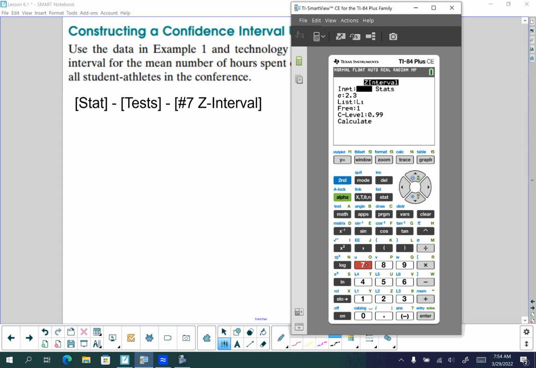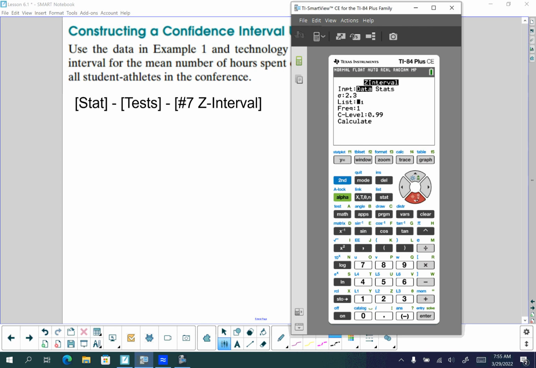Okay, input. So you have two ways that you can put this in. We put our data already in L1, so we're going to use that data. So we're going to use that selection. If you had statistics, like if you had X bar, if you had the variance, if you had some other things, you could do it with just that. You wouldn't need the data instead, okay? But we're going to use data for this one. Yesterday, they told us that the population standard deviation was 2.3, so go ahead and put that in. That was given information.